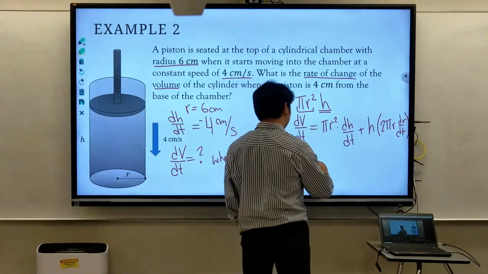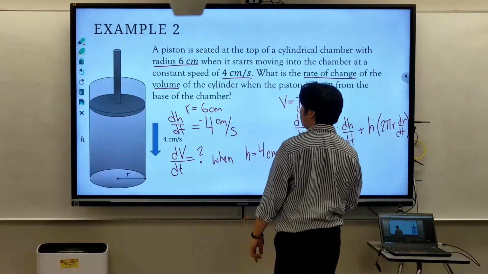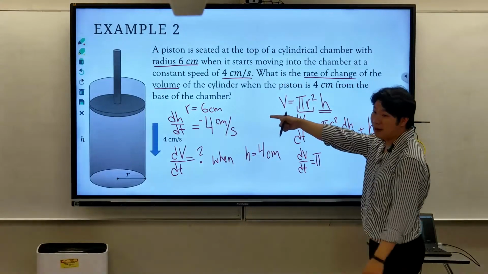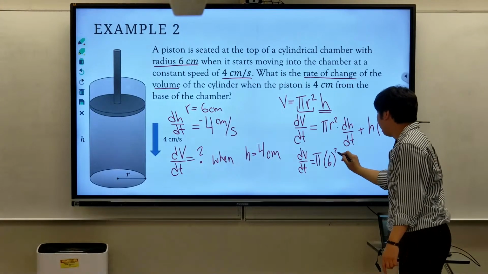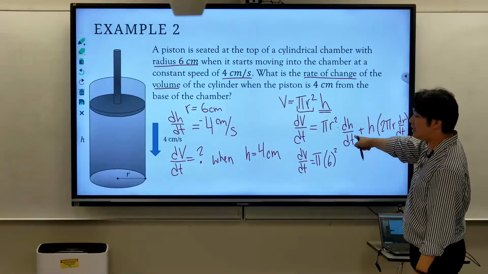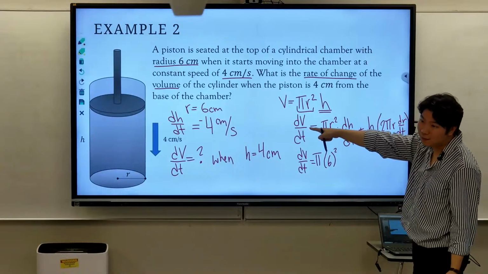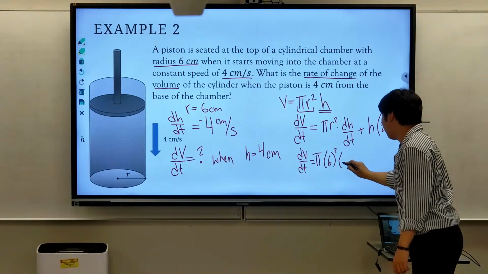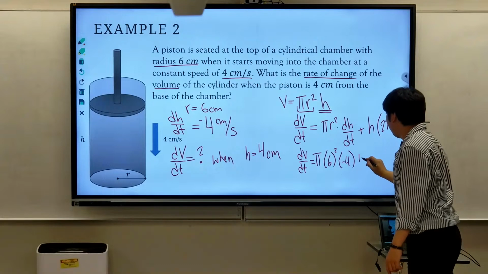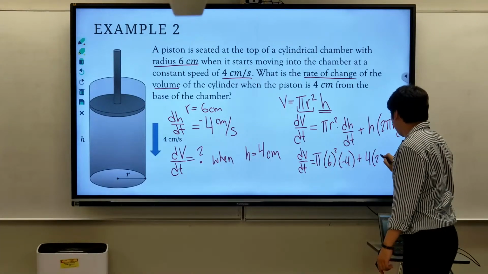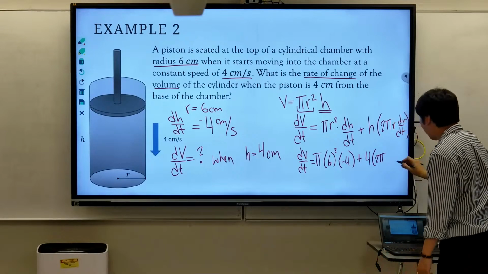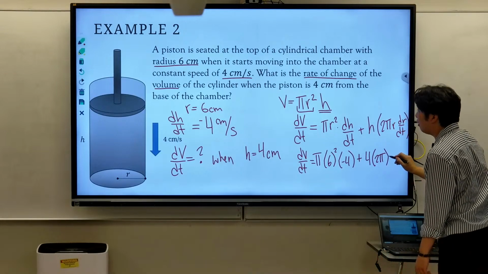Pi times, do I know my radius? Yeah, my radius is 6. So I have pi times 6 squared. dh/dt, we know what that is. That's -4. Plus h, the height, we have that as well, times 2 pi r. r was 6.